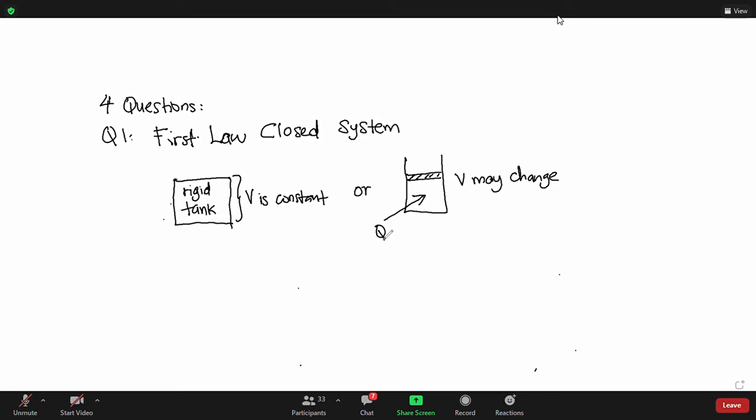For instance, if you heat it up, what's going to happen? You're giving energy to it. What's going to happen? The piston will move upward. Yes. And what do you call that? Work out. Yes. Expansion.